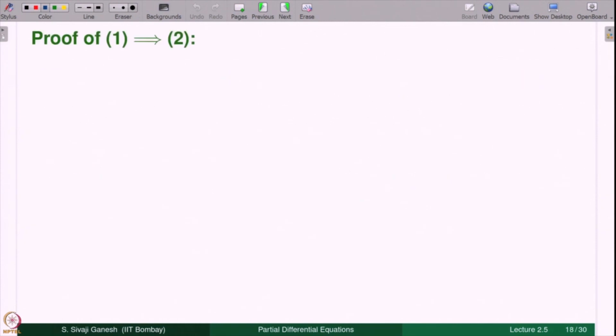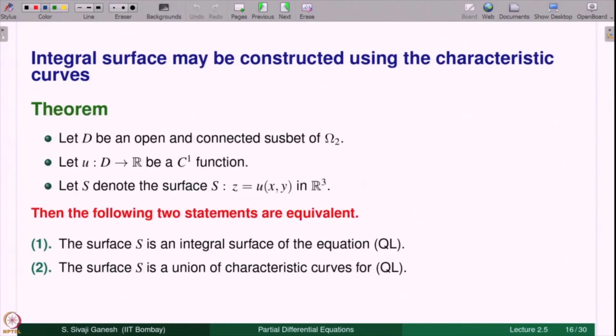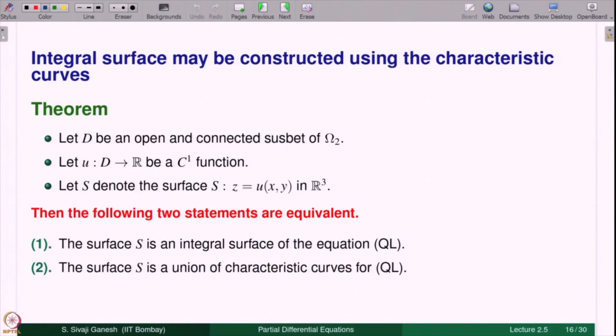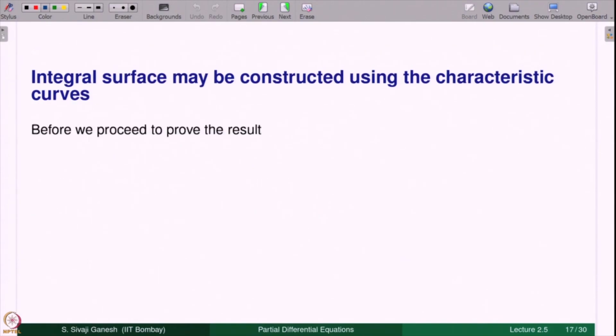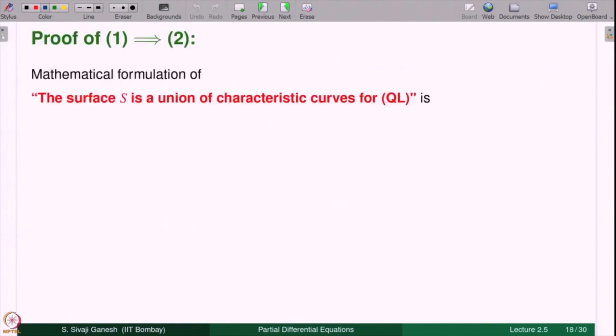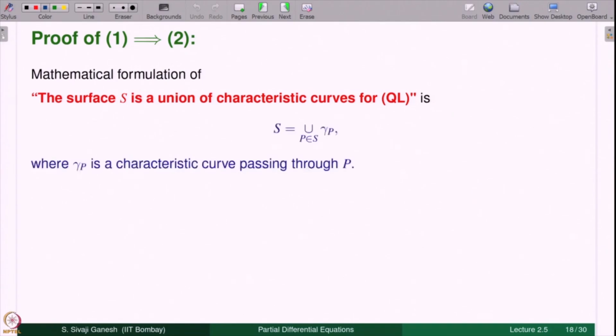Let us prove 1 implies 2. What is 1? 1 is that the surface is given to be an integral surface. I want to show that it is a union of characteristic curves. Therefore, what do we mean by this? Surface S is a union of characteristic curves for QL. What is the mathematical formulation of this? It means that S is a union of gamma p, as p varies in S, of course. Gamma p is the characteristic curve passing through p.